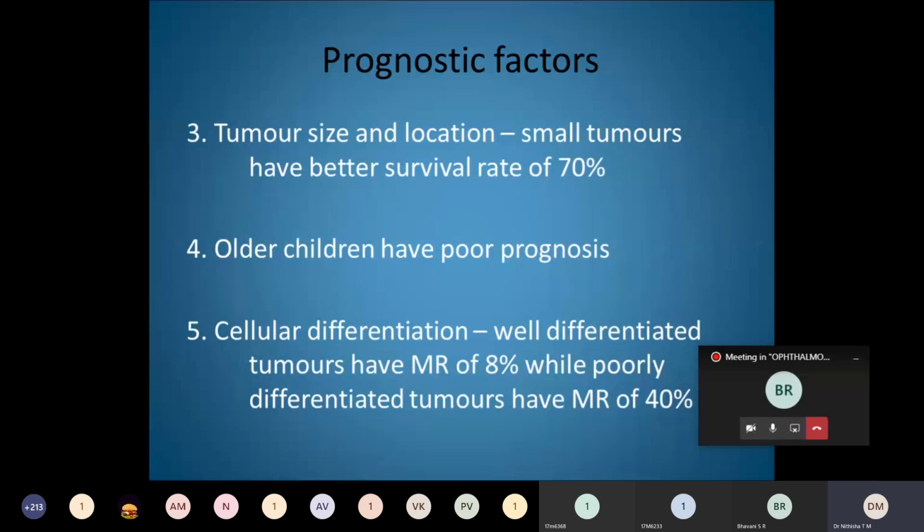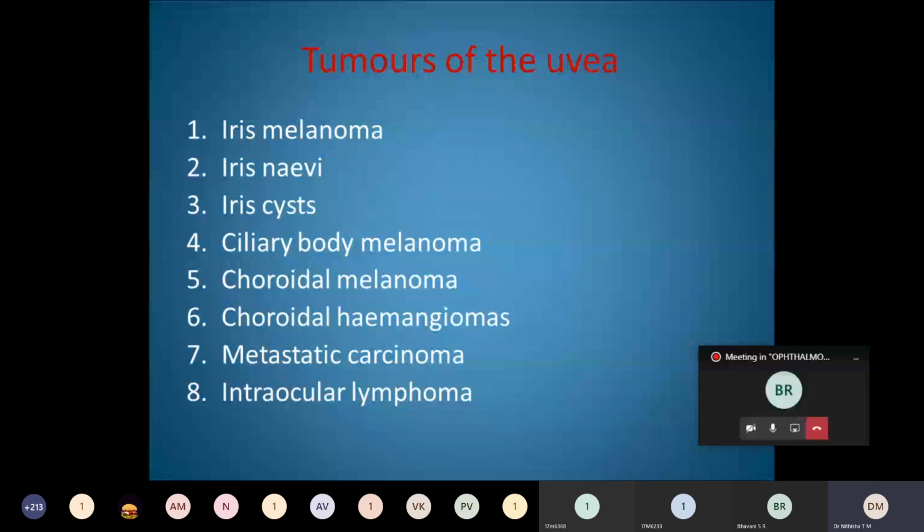Depending upon the tumor size and location, small tumors have a better survival rate of 70%. Older children have poor prognosis. If there is cellular differentiation, a well differentiated tumor has a mortality rate of 8%, while poorly differentiated tumors have 40%.